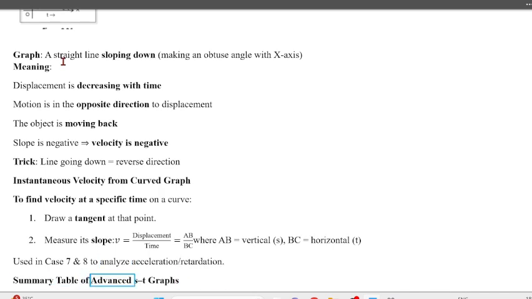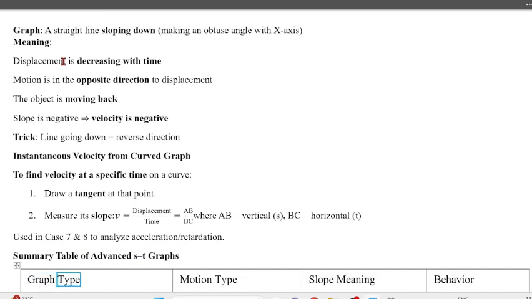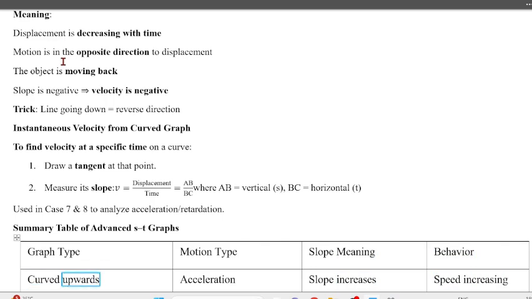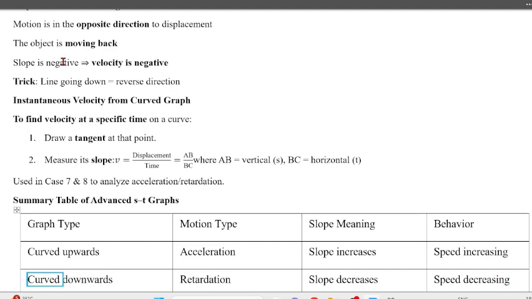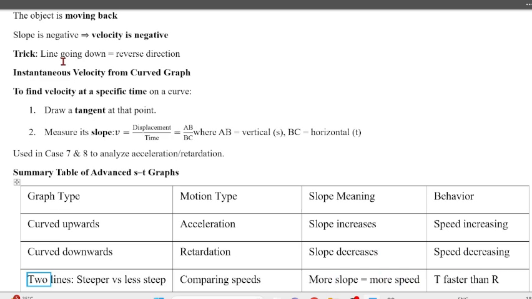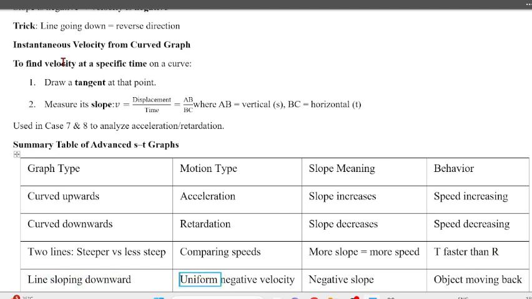Summary table of advanced ST graphs. Graph type, motion type, slope meaning, behavior. Curved upwards: acceleration, slope increases, speed increasing. Curved downwards: retardation, slope decreases, speed decreasing. Two lines, steeper versus less steep: comparing speeds, more slope equals more speed, T faster than R. Line sloping downward: uniform negative velocity, negative slope, object moving back.